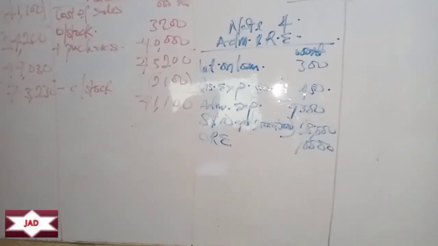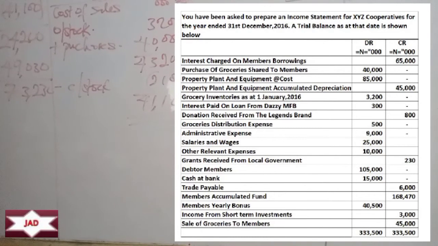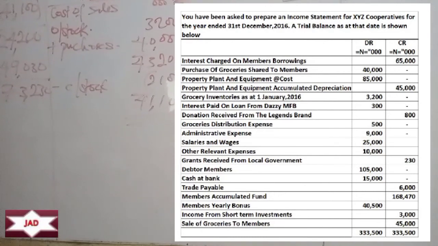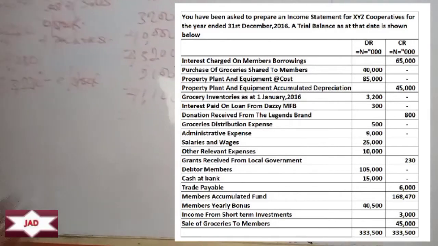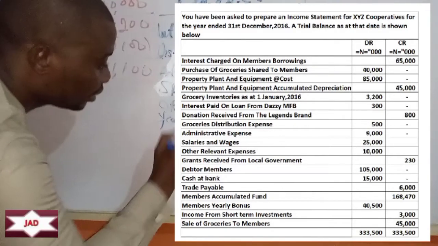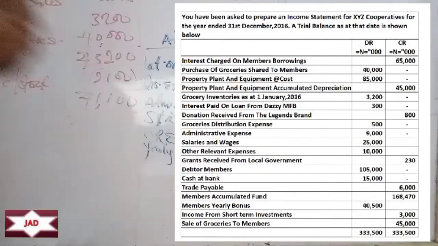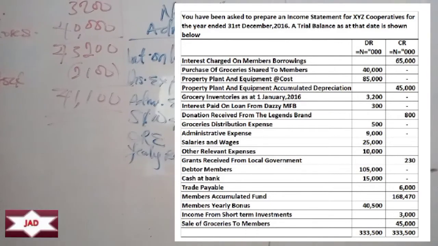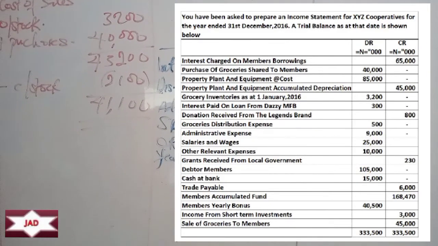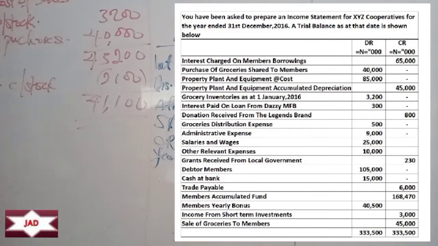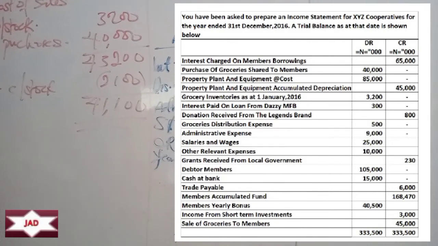What's the next one there? Grant received, we've taken that as an income. Debtor members, that is an asset to be in the balance sheet. Cash at bank, asset, balance sheet. Trade payables, that's more like creditors, that's a liability, balance sheet. Member accumulated fund, that's like capital or shareholders' share capital, that's balance sheet. Okay, members yearly bonus.